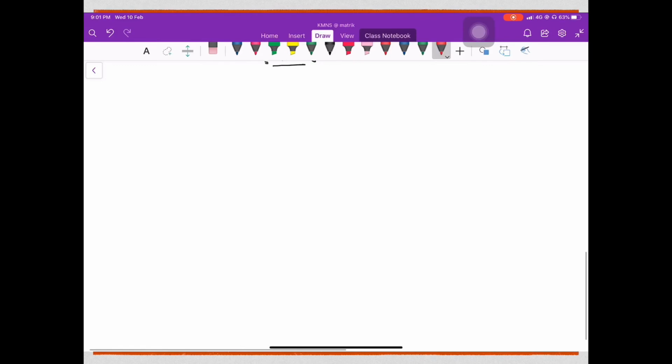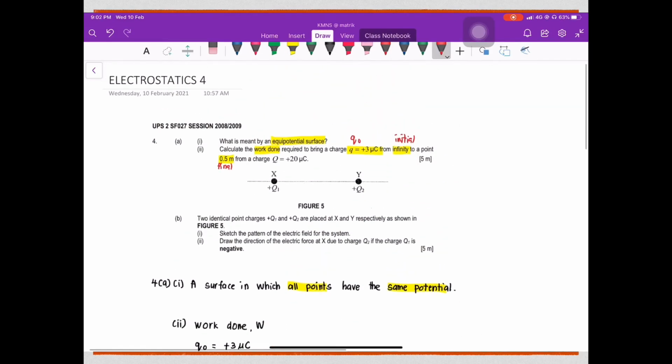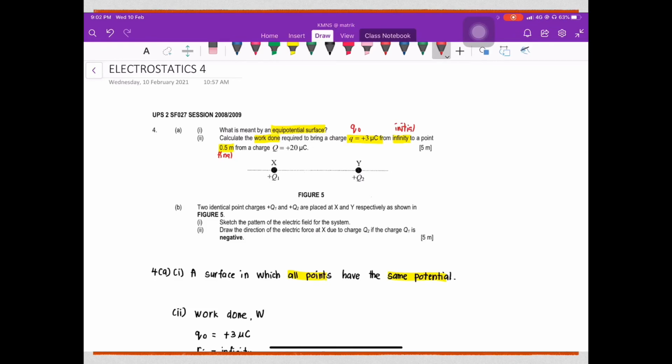Okay, next question. Two identical point charges, positive Q1 and positive Q2, are placed at X and Y. Sketch the pattern of the electric field. Because these two charges have equal magnitude and positive repels, draw a minimum of two lines. Okay, arrows.